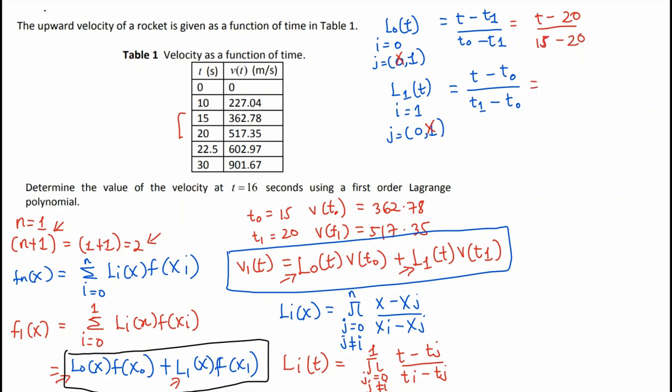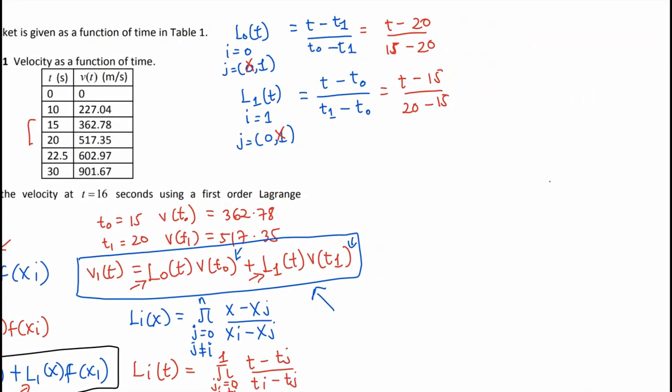And then over here too, we have t minus t0, which is 15, divided by t1, which is 20, minus t0, 15. So this is what we have for the weighing functions. You can substitute this back into the general formula that we have here. And don't forget, we know what V of t0 is, and we know what V of t1 is. Okay, so now let's do the substitution.